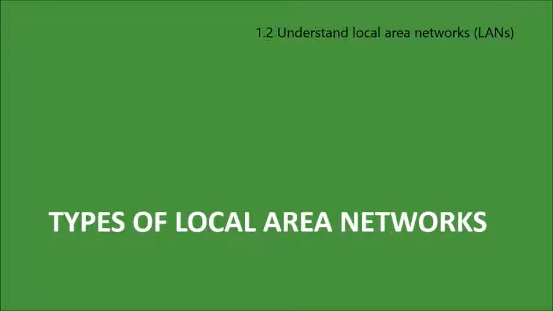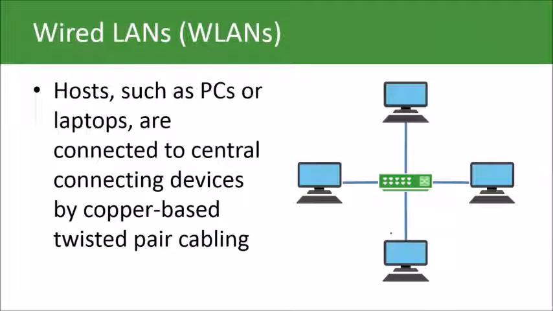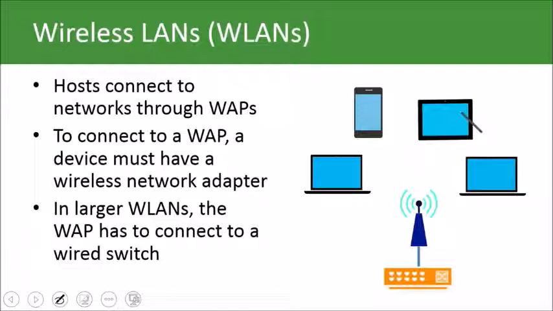Finally, our last objective for the day: types of local area networks. Wired LANs come in different forms. We have wired LANs where each PC is connected to a central connecting device, whether it's a router or a switch, via an Ethernet cable, a copper-based twisted pair cable in fact. We also have wireless LANs, where each of our devices connects to a network via Wi-Fi signals, radio signals that transmit data ultimately onto a wired network.